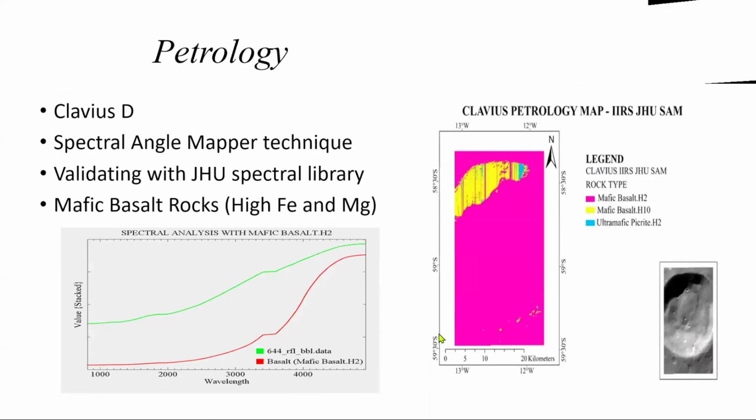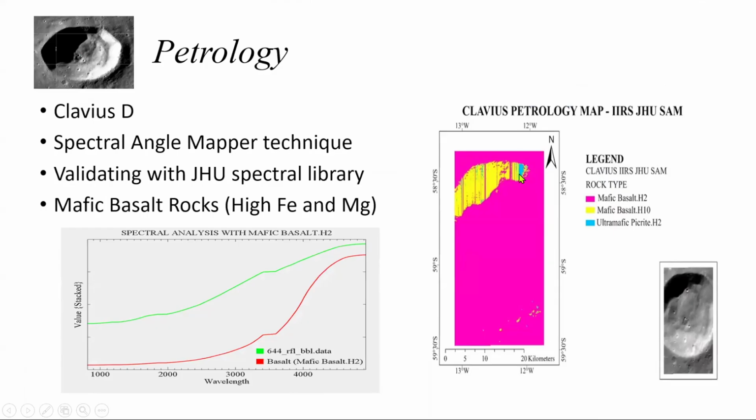Next, we have the petrology of Clavius D, and here we have used the IIRS data. To characterize this crater, we have used a method called spectral angle mapper. This is a technique which uses the hyperspectral data for every pixel. The pixel value is calculated, and it determines into which spectra it fits across all the bands.